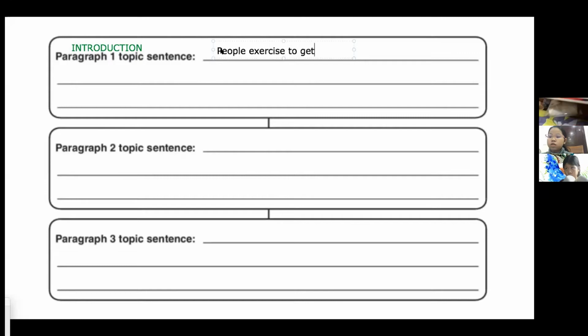So people exercise for many reasons, including improving their health. Okay, so getting healthy is one reason. Who has another one for us? Dino, did you see another one?